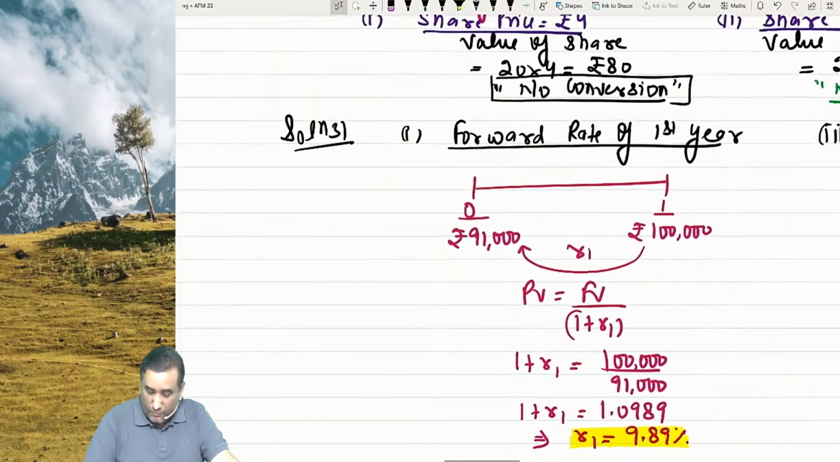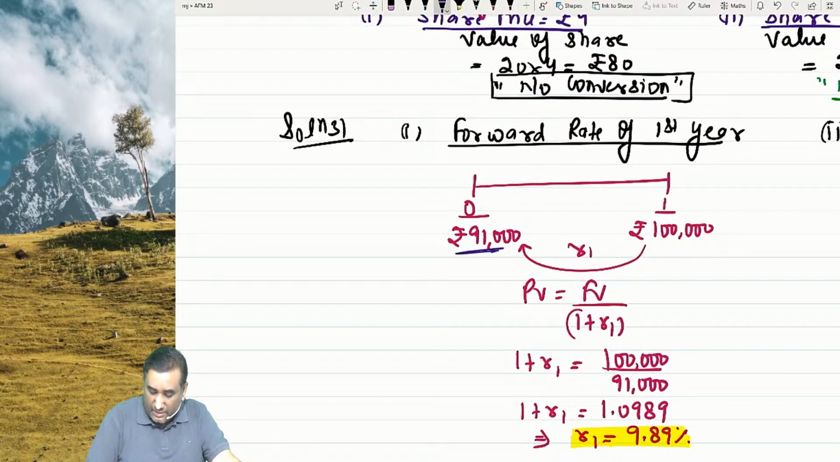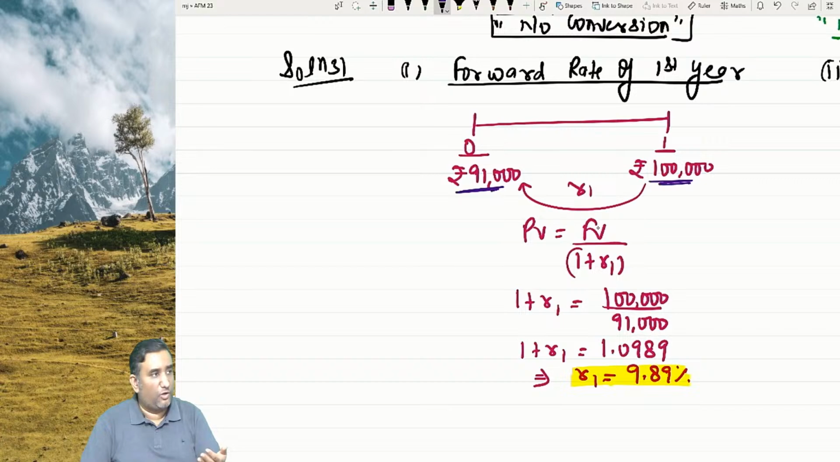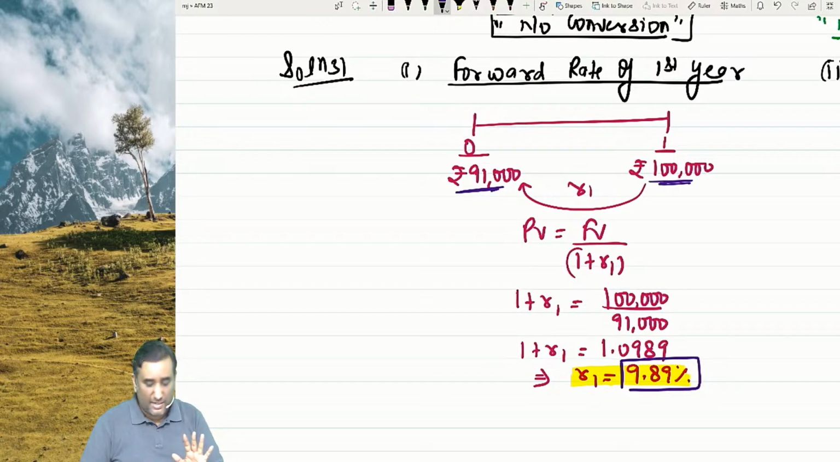So when I do 1 year rate, it's 91,000, 1 lakh. What I do is future value, it's actually formula of a principal is equal to compound amount divided by 1 plus r. I get r1, I get 9.89. Now second year, I'll just show you the number and then we'll say what to do.